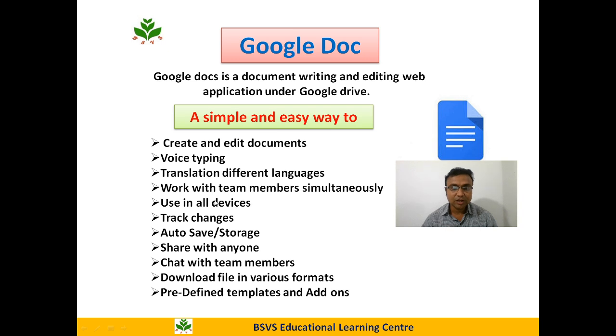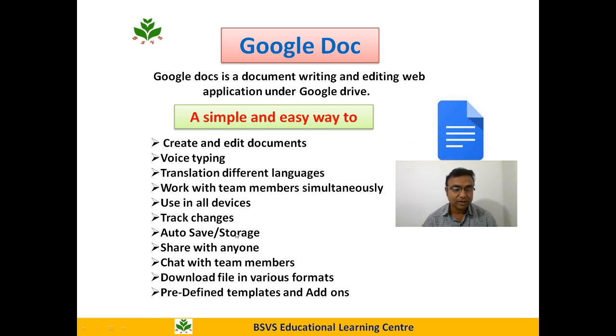Then next is use on all devices, meaning it is used on the laptop and desktop, and also in the form of a mobile app. Then track changes. Track changes means whatever changes take place by different friends or people on the platform can be easily seen, and who made exactly what changes can be tracked by using this platform. Then there is an auto save and storage facility available.